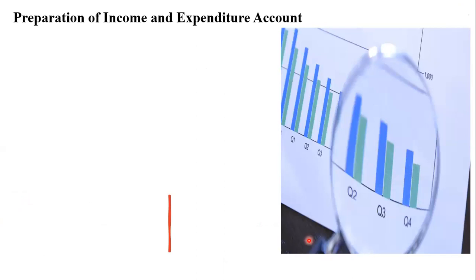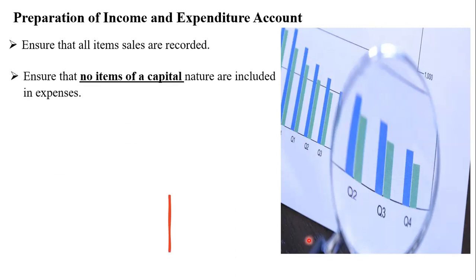Here are a few points to remember when capturing information. One needs to make sure that all sales are recorded. Items which are of a capital nature must not be recorded as an expense. This would be something that has a high value, for instance, machinery, computers, or something like a vehicle that would be used to generate income. These items need to be capitalized and posted to the fixed asset register account, which I'm going to talk you through later.